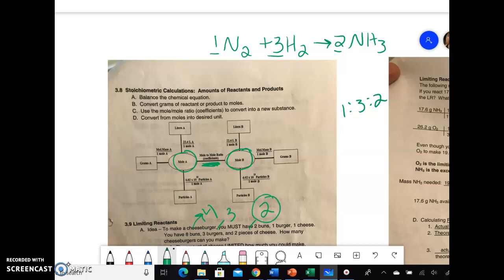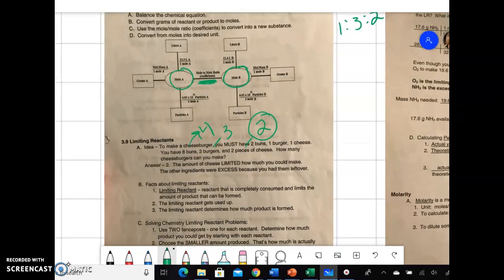So after you turn them all into your product, you choose the smallest of the 3. You didn't add them all up together to get 9. You can't make 9 cheeseburgers from that. It's kind of like the weakest link. You're going to choose the lowest number that you have. So the answer there was 2.